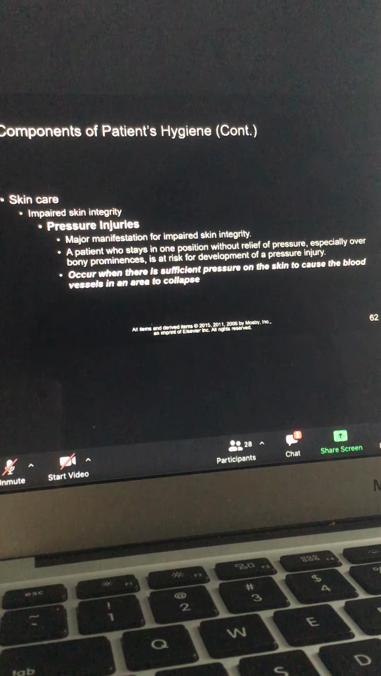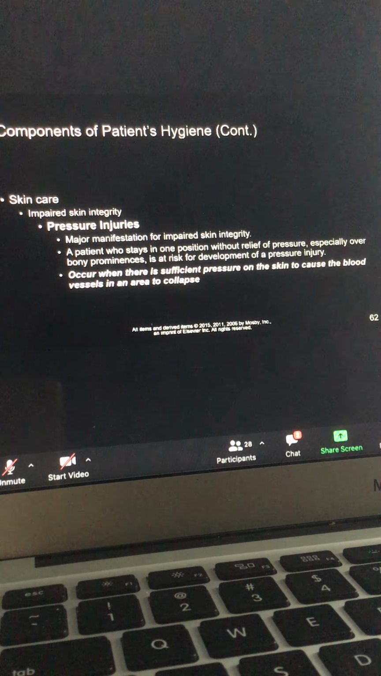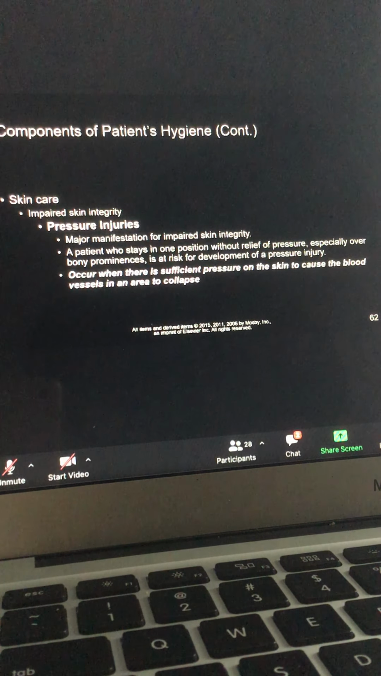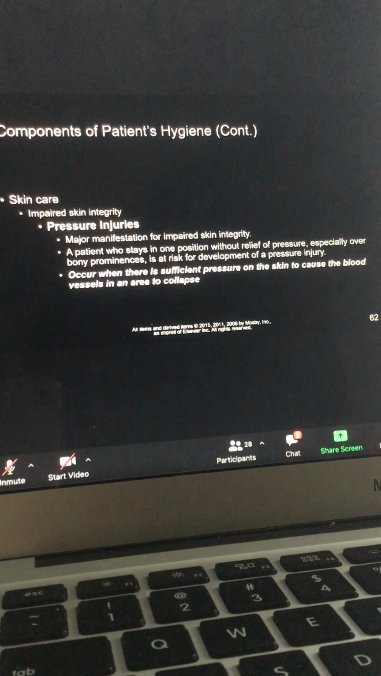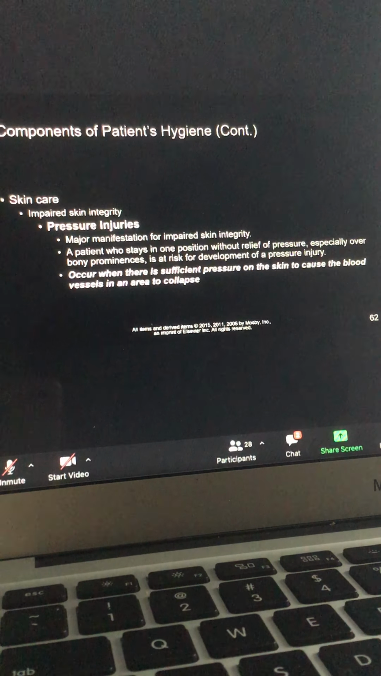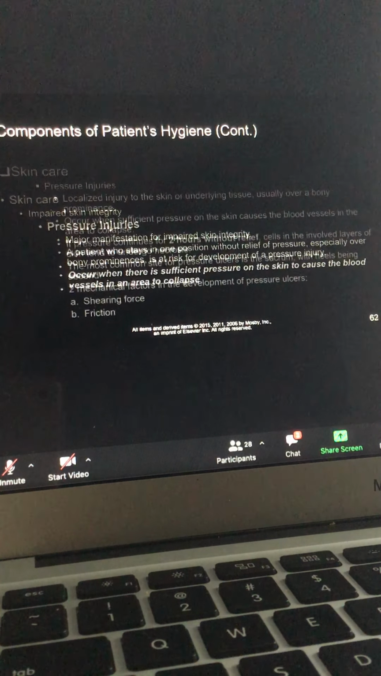If a patient has been side lying, now looking at the anatomy of the body again, where do you think the bony prominences are? That's what we're going to be learning from this topic as well.